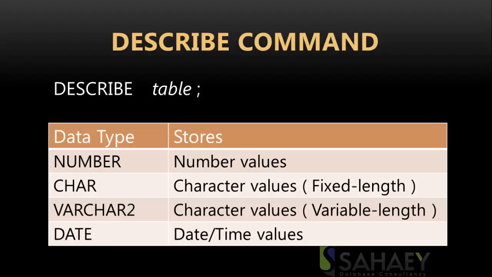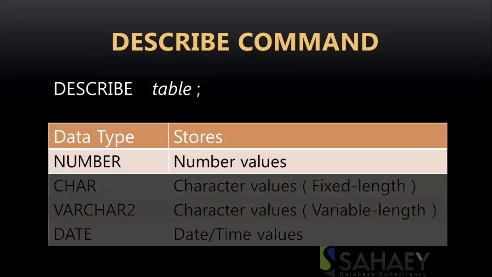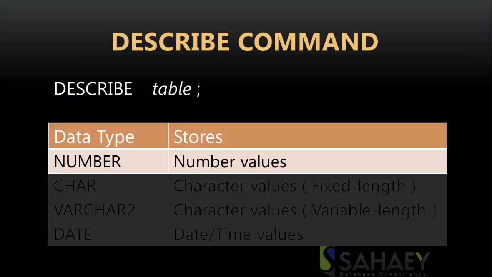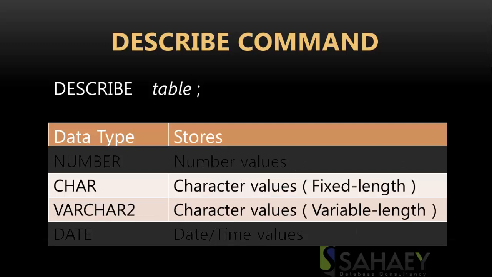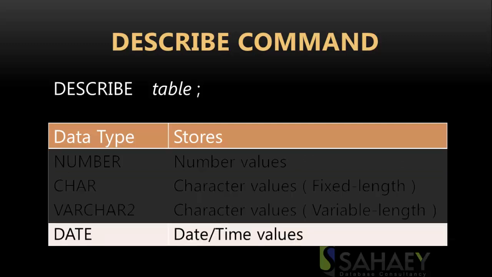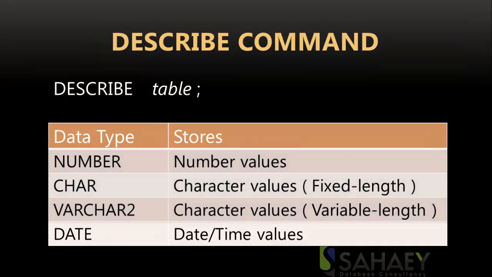The following data types are available in Oracle for storing data: number to store numeric data, char and varchar2 to store character data, and date to store date values. Although it is possible to store number and date values as character strings, Oracle provides special data types optimized for the purpose. This brings us to the end of this chapter.